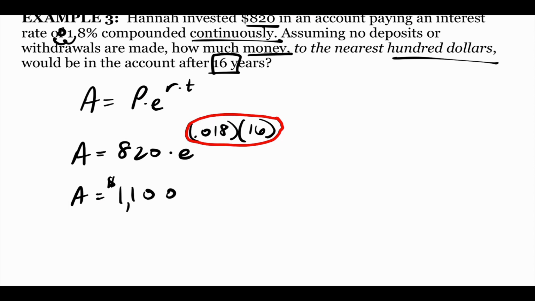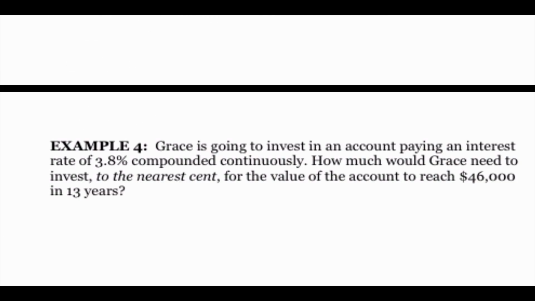All right. So the difference between the last two is that we've been trying to solve for A this whole time, right? Now they're going to give you A, and they're going to be missing something else. So we have to figure out the missing part.